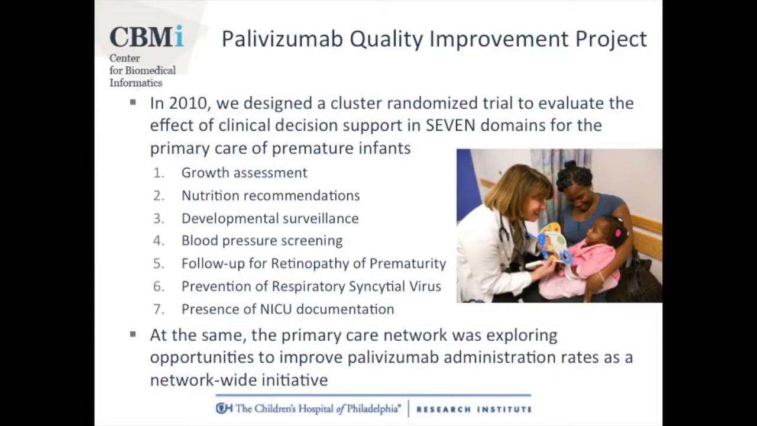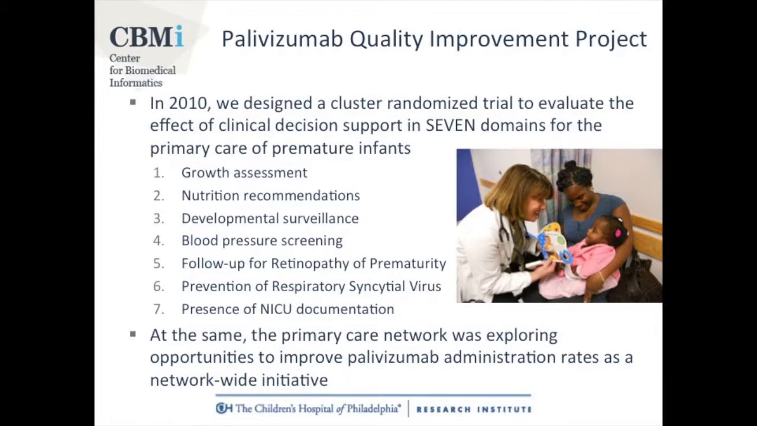So this project, the story of our project began in 2010, and we had received some funding from the NIH, and we wanted to do a project with our local pediatric research consortium as kind of a benefit to the practices. So this project was designed in a lot of discussion with the CARE network itself. So we came up with a project related to premature infants, and we identified 7 domains of the primary care of these patients that we wanted to try to improve using a decision support intervention. And I list here the 7 different domains that we targeted, only one of which is our topic today, which is the prevention of respiratory syncytial virus.